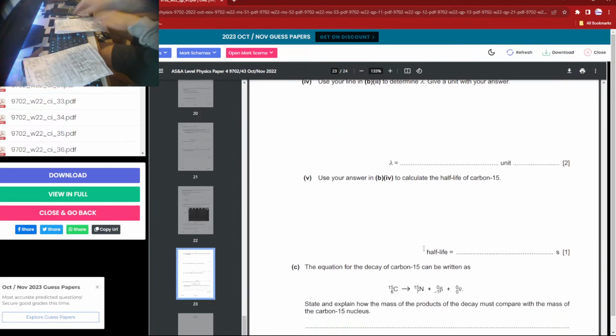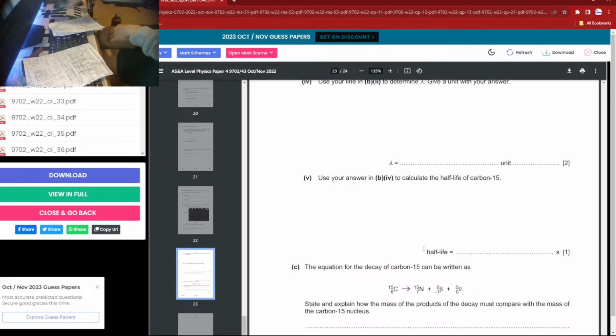Okay, number 5. Use your answer in B4 to calculate the half-life of carbon-15. So half-life. So we have decay constant. Decay constant is just equal to 0.693 over half-life. So your half-life will be equal to 0.693 over decay constant.